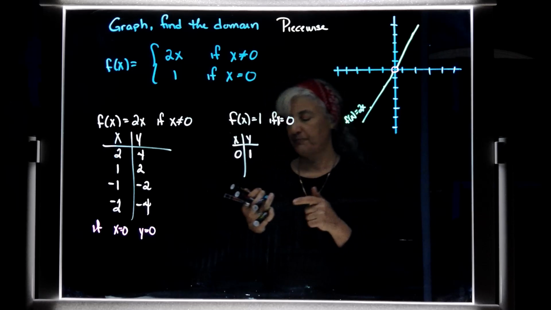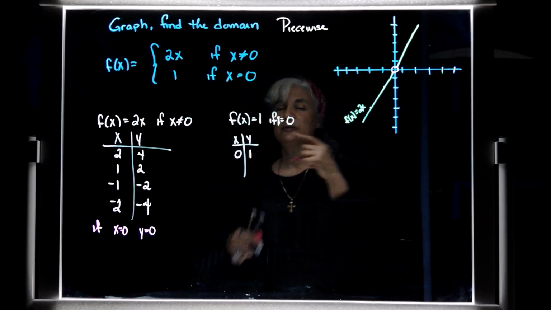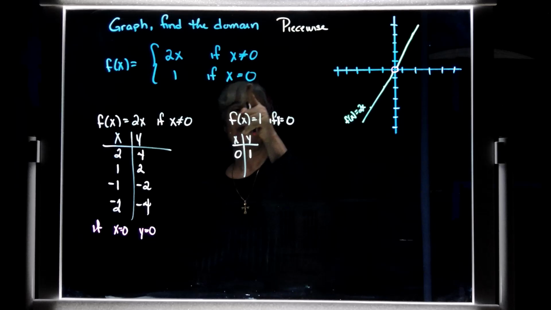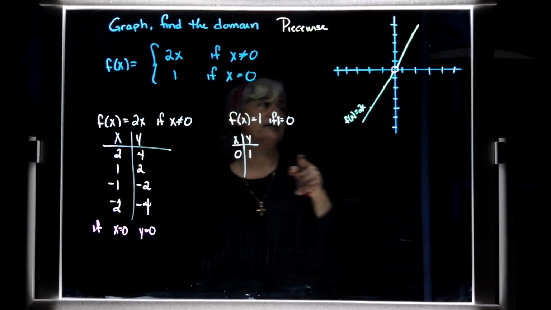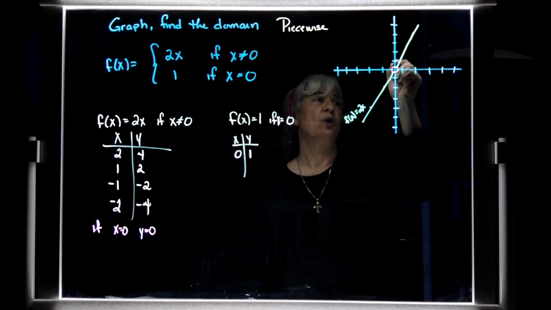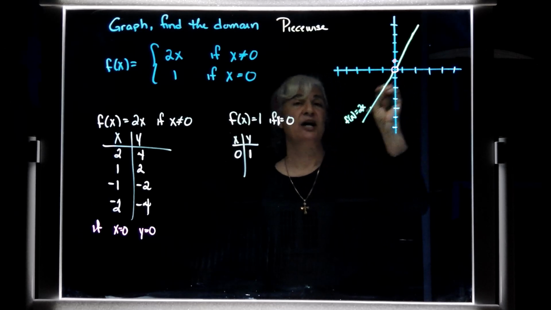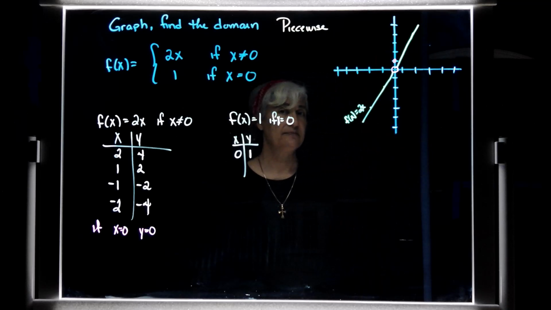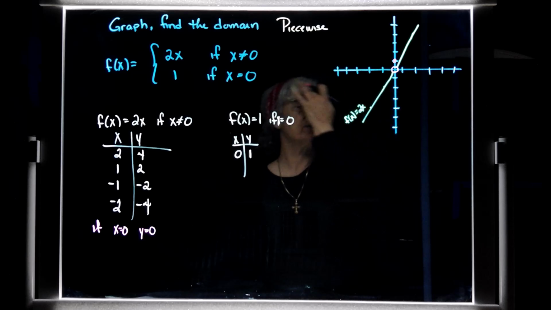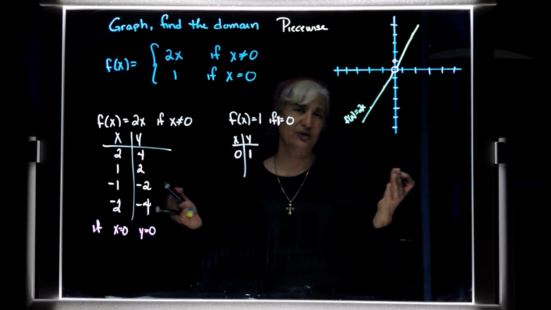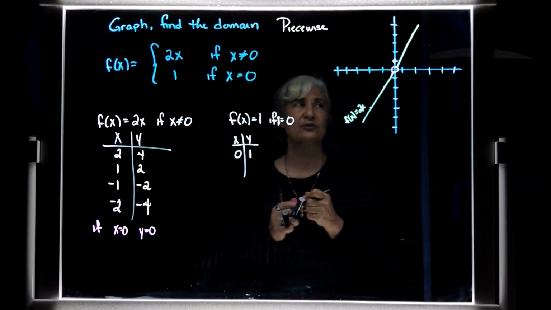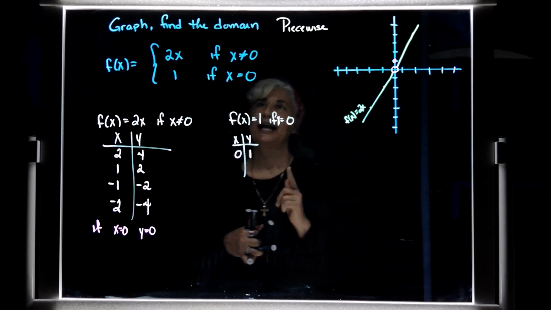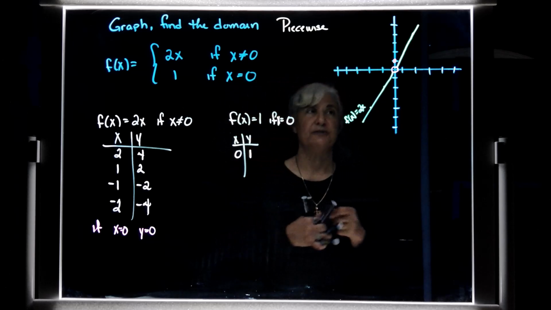Good? Okay. And the reason we can't use that point is because the second piece said, if x is 0, then y is 1. So if x is 0, y is 1. This point kind of got moved and picked up to this point 0, 1. Good? Okay. So it's an interesting graph. And no, the pieces are not going to connect, so don't try to make them connect. It's okay if they don't. That's the way it goes. Good? All right. Now, let's look at the domain of this function.